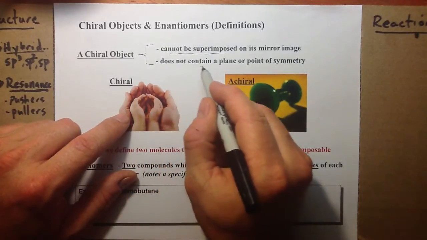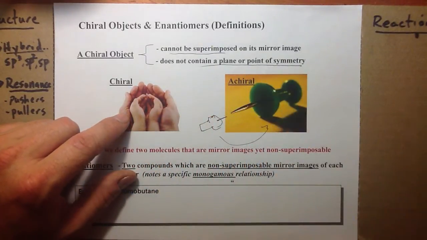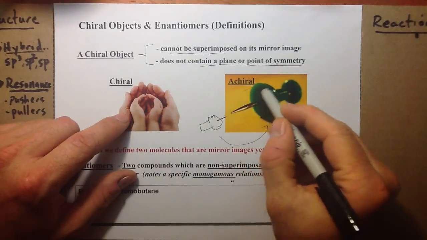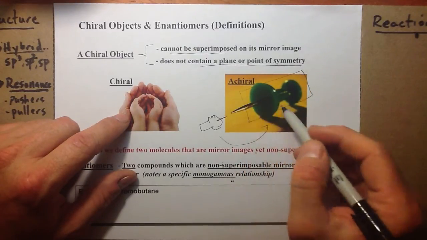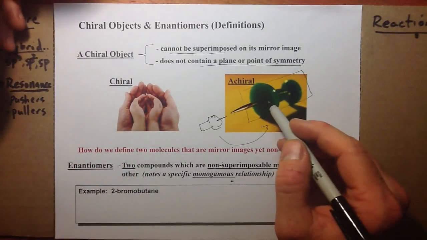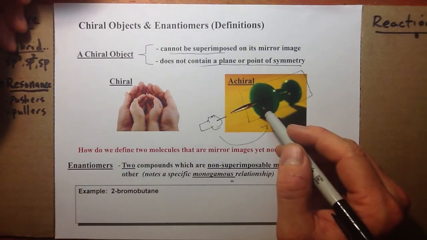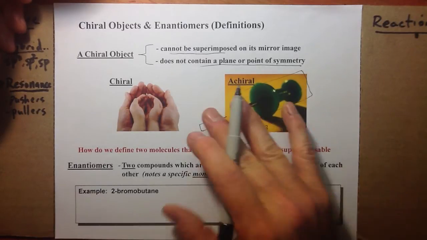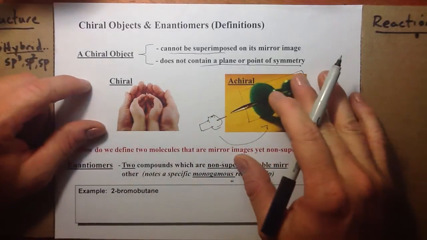Chiral objects also do not contain a plane or point of symmetry. This does. We could cut in many ways through the pen and have a plane of symmetry. Maybe not a point of symmetry here, but a plane of symmetry. There are many. So how do we bring this down to molecules?